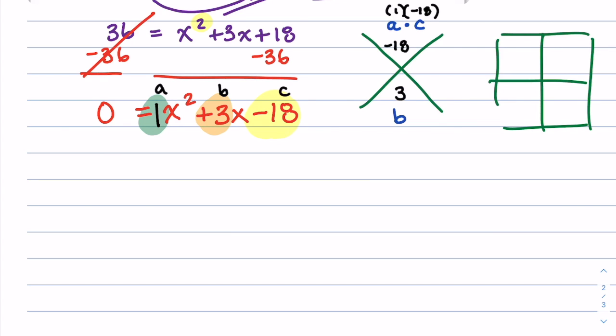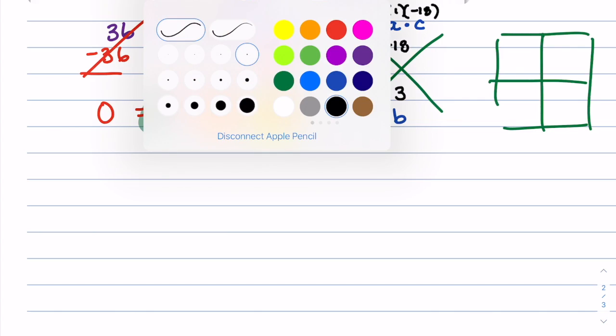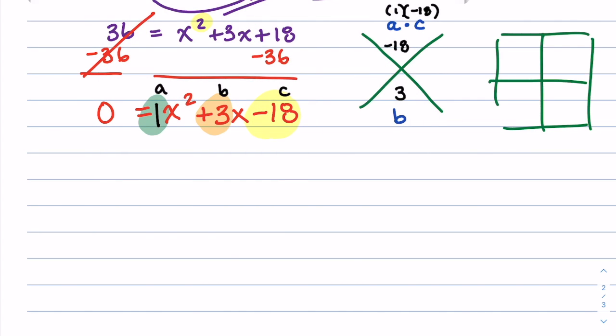And the game that we play is what two numbers can I multiply to get the top? And those same two numbers add to get the bottom. And if you do a little bit of thinking, you should come up with 6 and minus 3.